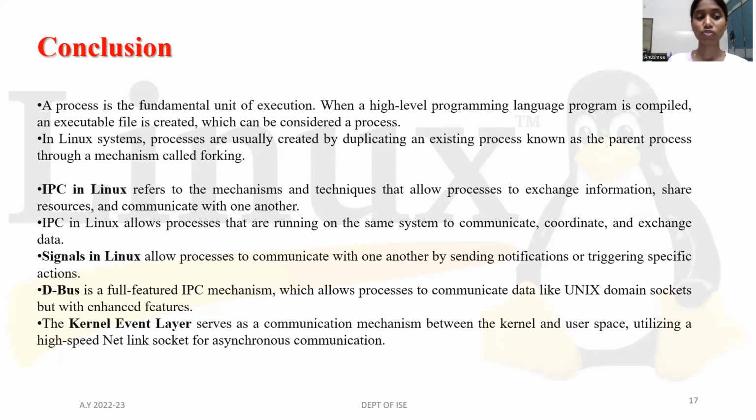IPC in Linux allows processes that are running on the same system to communicate, coordinate, and exchange data. The kernel event layer serves as a communication mechanism between the kernel and the user space, utilizing a high-speed netlink socket for asynchronous communication.